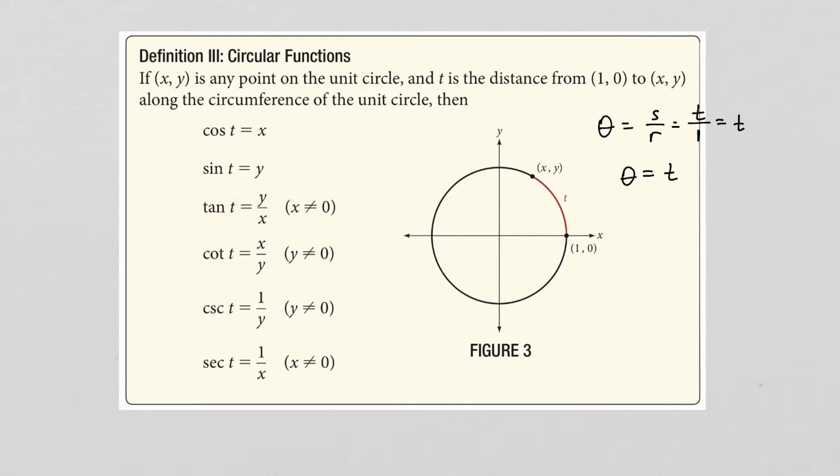Tangent of t? Well, tangent is y divided by x because, remember, tangent is always sine divided by cosine. Cotangent is the reciprocal of tangent, therefore must be x over y. Cosecant is the reciprocal of sine, so it must be 1 over y. And secant is the reciprocal of cosine, so it must be 1 over x.